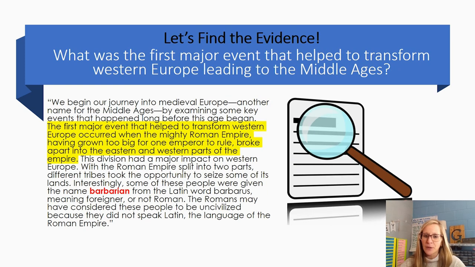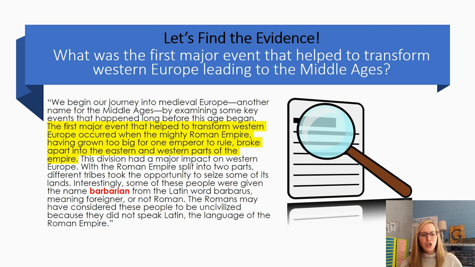So a lot of information there, but I want us to take away what you see on the screen. And you'll see that I already have highlighted this evidence because I want you to get used to seeing what highlighting the text looks like. What was the first major event that helped to transform Western Europe leading to the Middle Ages? Well, you can see it specifically says in the text what's in yellow. The first major event that helped transform Western Europe occurred when the mighty Roman Empire, having grown too big for one emperor to rule, broke apart into eastern and western parts of the empire. So again, what really happened here was that it was too big, so it had to break into two parts.